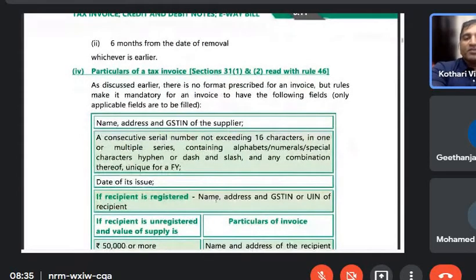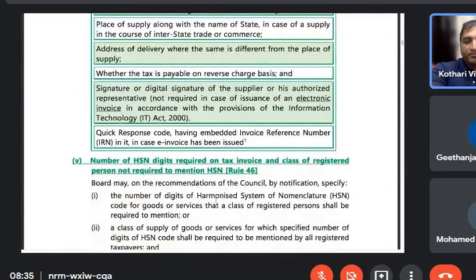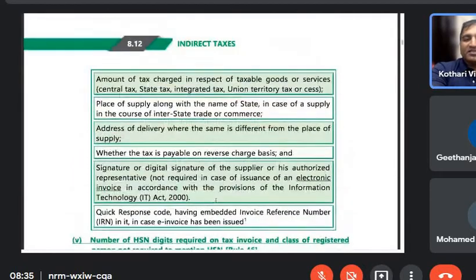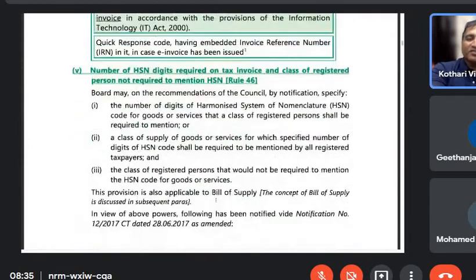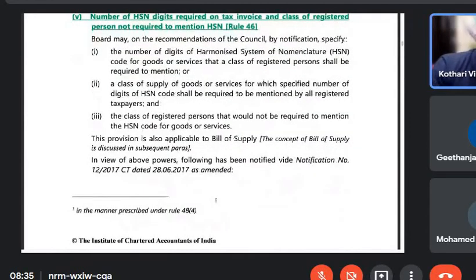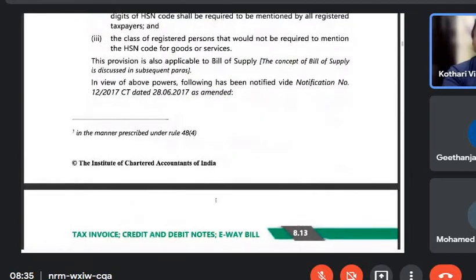So what are the particulars of a tax invoice? Already we have seen that. Name, address, GST number, all those things, quantity, tax, those breakups, you can just see. It is only a checklist kind of a thing. And HSN code is mandatory now from 1st April 2021. HSN code or SAC code is mandatory for all the tax invoices which are issued.